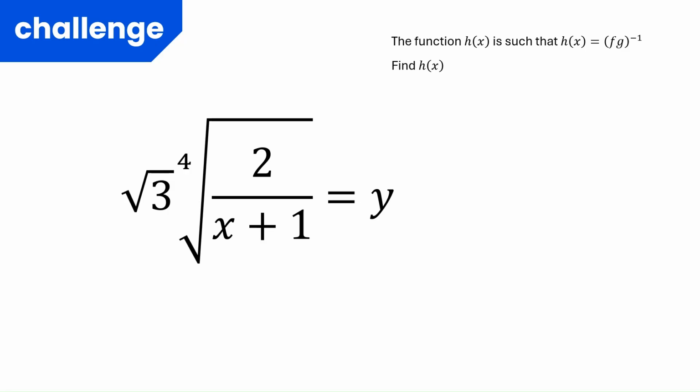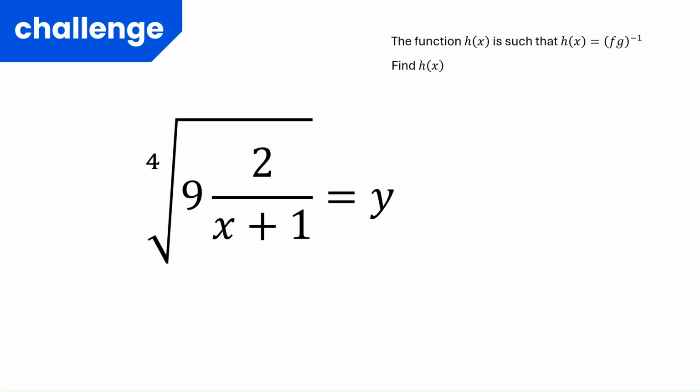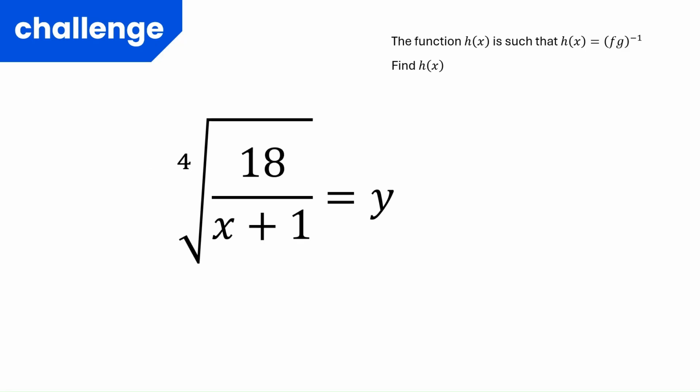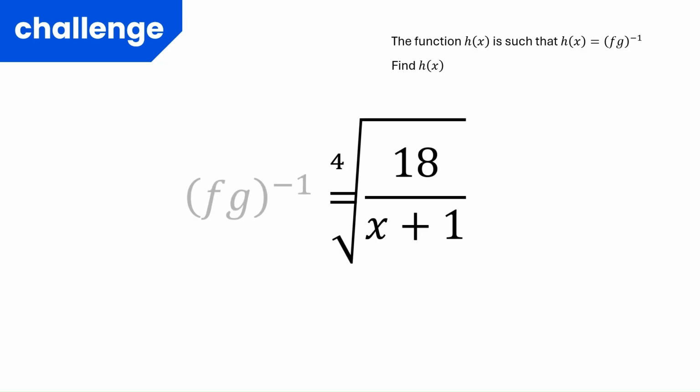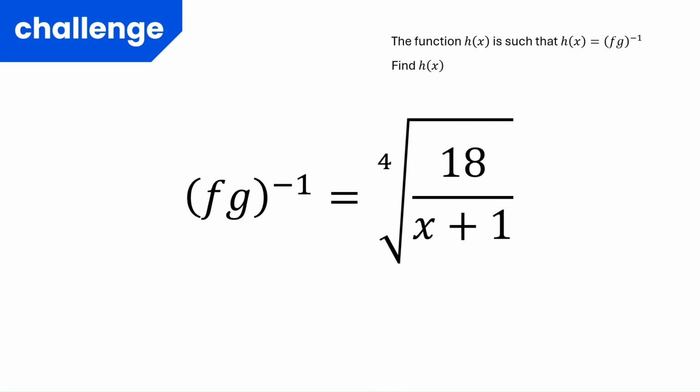So finally, just to tidy up, I'm going to take that square root of 3 inside the 4th root, making it a 9. And there we have it, we've worked out the inverse of the composite function fg. From the question we know this is defined as the function h of x. Now that's about as hard as these questions are going to get.